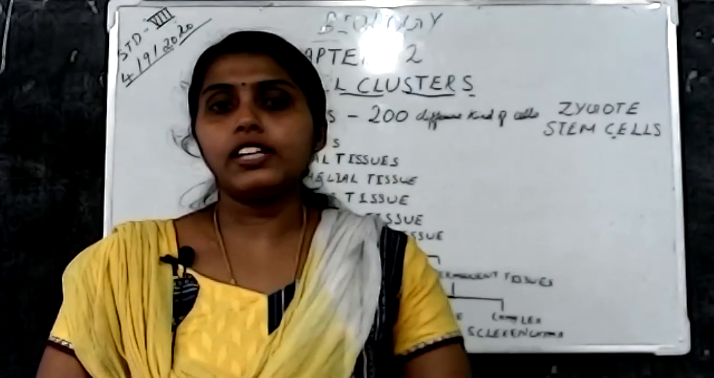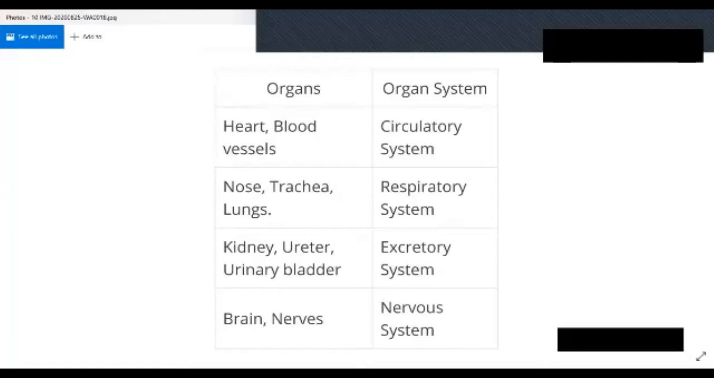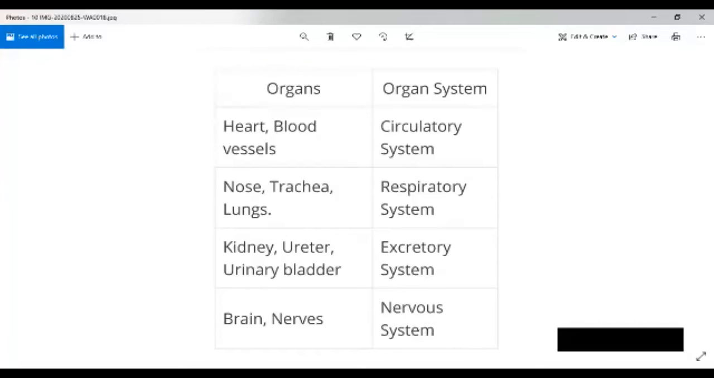The organs present in each organ system: if we take the circulatory system, the organs present are the heart and blood vessels. Then in the respiratory system, what are present? Nose, trachea, lungs. These are the organs present in the respiratory system. Then what about the excretory system? Kidney, ureter and urinary bladder. These are the organs present in the excretory system. Then in the nervous system, the brain and the nerves are the organs present.